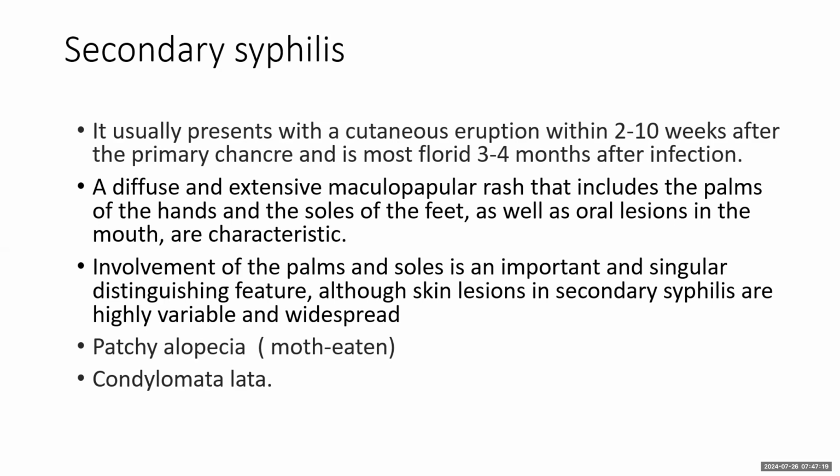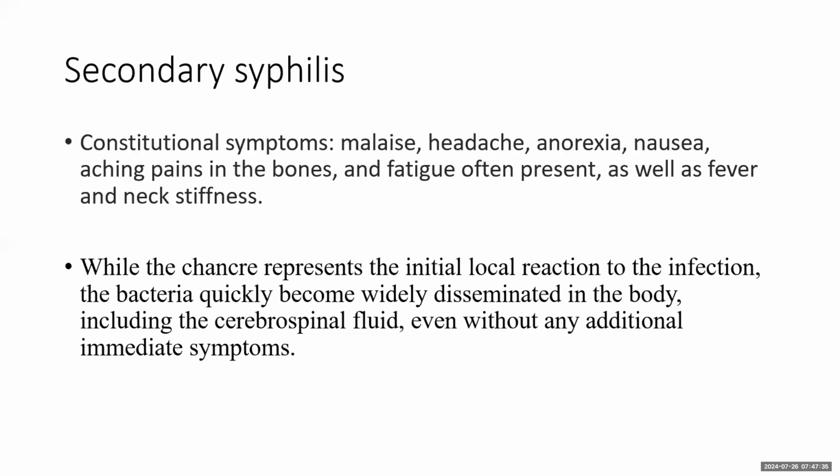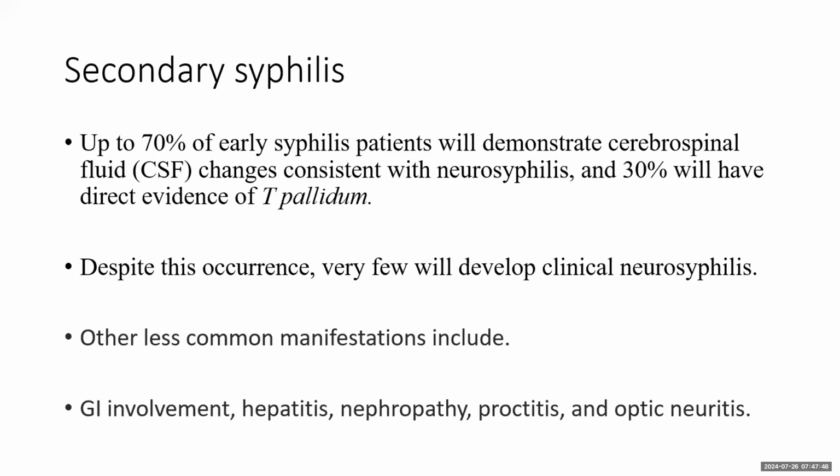and there's a diffuse extensive maculopapular rash. Okay, so we can have cutaneous manifestations, a diffuse maculopapular rash, including the palms and soles. We have moth-eaten alopecia, condyloma lata, which looks like condyloma acuminata. Then in secondary syphilis, the person can have malaise, headache, anorexia, and they can also come with a chancre similar to the primary chancre.